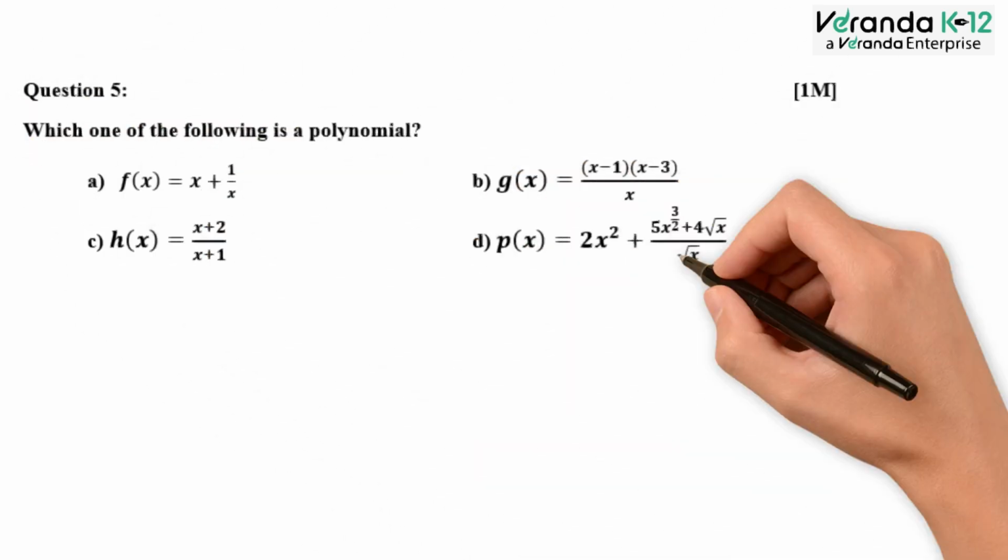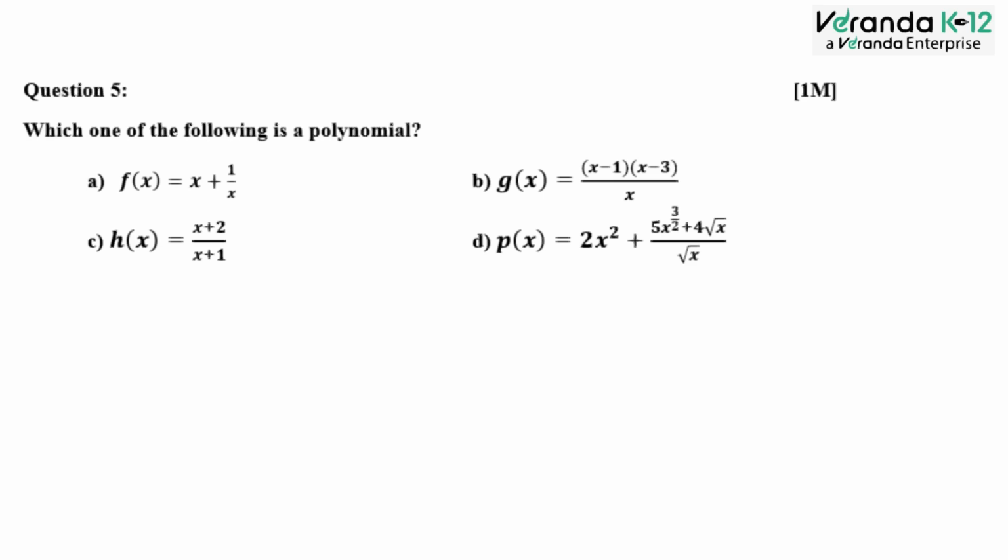Let's move on to the next 1 mark from the chapter polynomial. Question number 5. Which one of the following is a polynomial? Option A, f of x is equal to x plus 1 by x. Option B, g of x is equal to x minus 1 into x minus 3 by x. Option C, h of x is equal to x plus 2 by x plus 1. Option D, p of x is equal to 2x squared plus 5x power 3 by 2 plus 4 root x by root x. Let's understand the definition of a polynomial first.